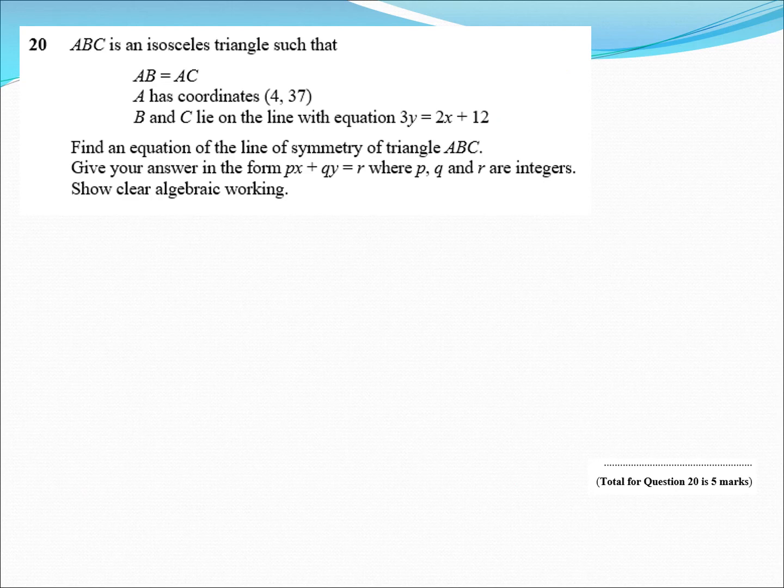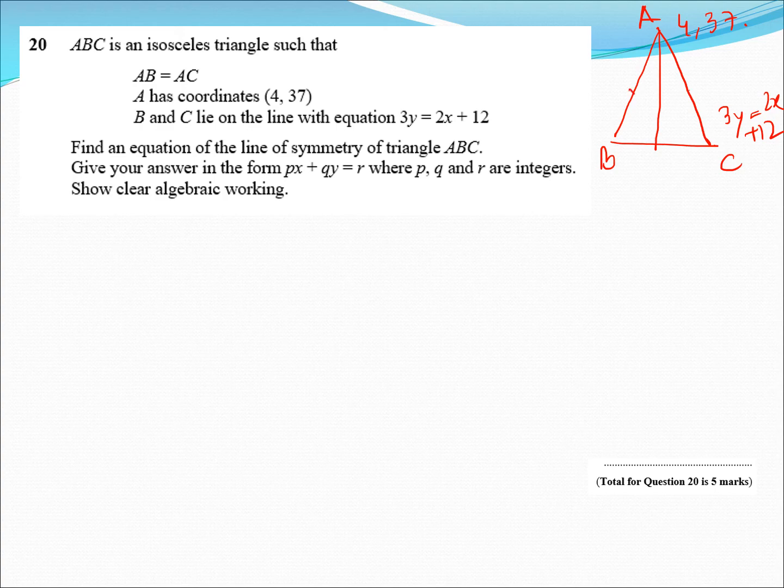Next question. ABC, this is the last question of the test paper. ABC is an isosceles triangle such that AB is equal to AC. So let's say we got the isosceles triangle here. AB equals AC. BC lies on the line with the equation 3y is equal to 2x plus 12, and A has coordinates 4 and 37. Find an equation for the line of symmetry of the triangle ABC. So this is the line of symmetry.